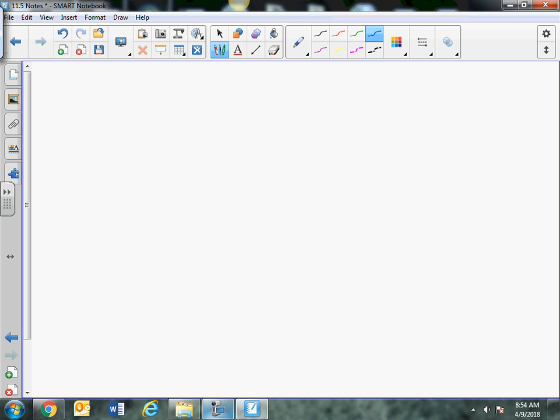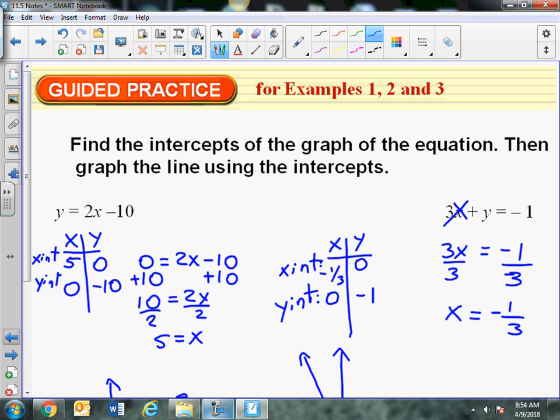All right, so that was the last example. That concludes 11.5 notes for 8th grade math.